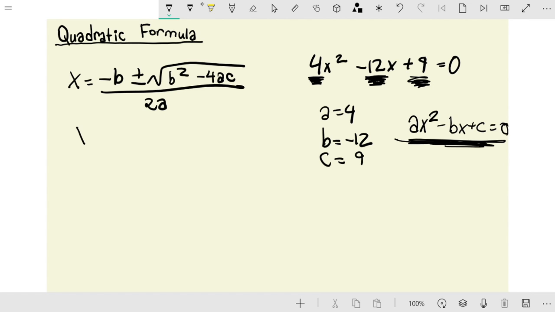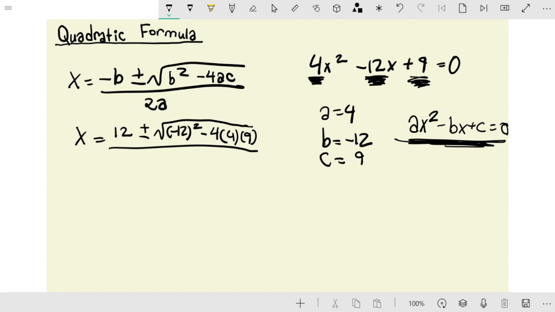So x equals negative b, so negative 12, which is basically positive 12, plus or minus the square root of b squared, so negative 12 squared, minus 4 times a, which is 4, times c, which is 9, all over 2 times a, or 2 times 4, which is 8. And let's further simplify this down.